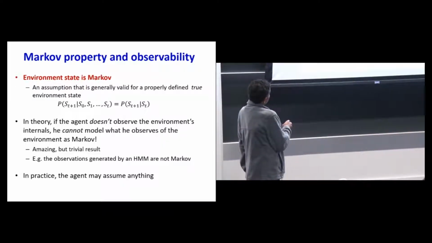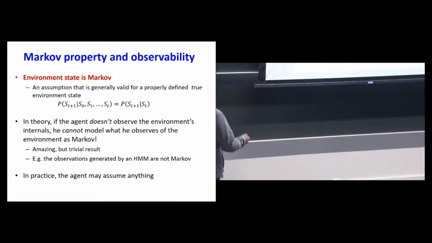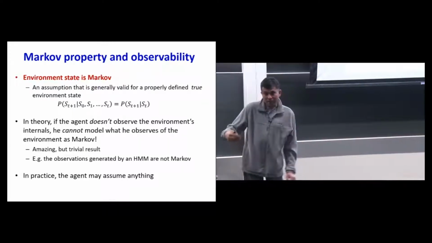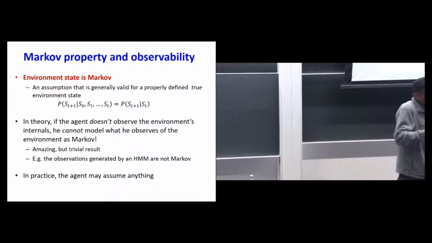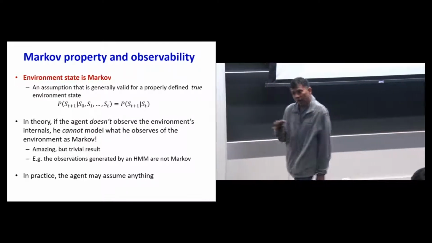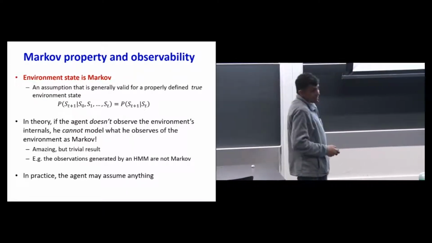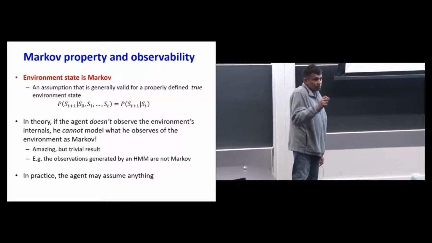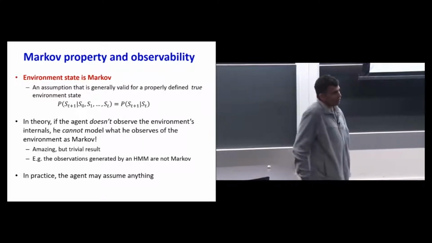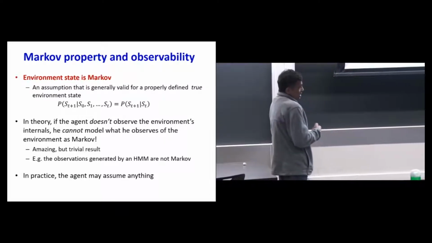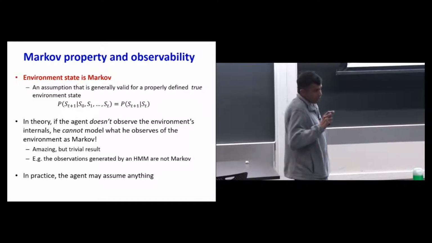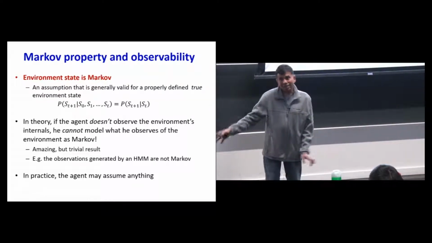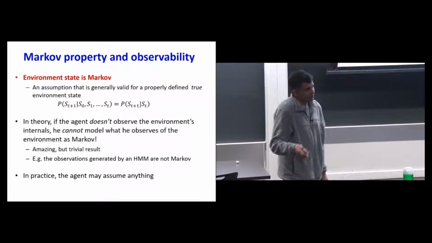So the environment state is Markov, an assumption that's generally valid for a properly defined true environment state. In theory, the agent doesn't observe the environment's internals. The agent may be able to observe the outcomes, so there's a difference between the internal state, as we saw, and the apparent state, which is what you actually observe. And that is something the agent can observe. But the mathematical fact is that just by getting a sequence of observations, that does not provide any reason for the agent to believe that the environment is actually Markov. We won't get into the details of that. But the practicality of it is that the agent is assuming things in order to model the environment, and the agent can assume anything.